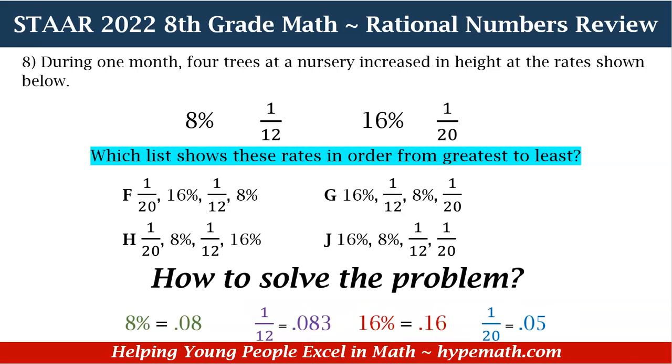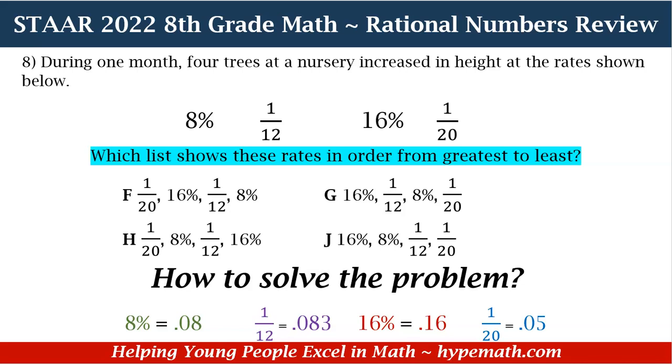In order for us to solve the problem, what we need to do is order all of the numbers from greatest, or the largest number, to least, which is the smallest number. Okay, so let's take a look. We have 8% is 0.08. 1 over 12 is equal to 0.083. 16% is equal to 0.16. And 1 over 20 is equal to 0.05.